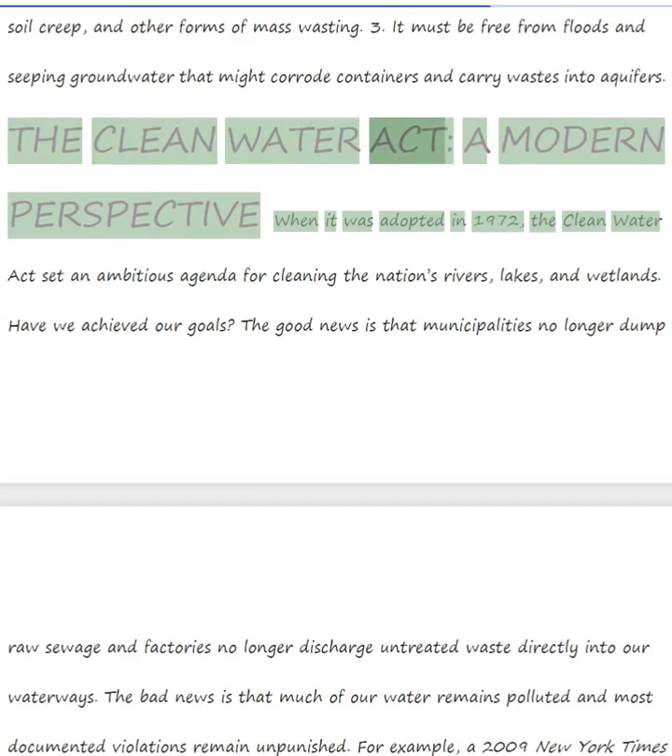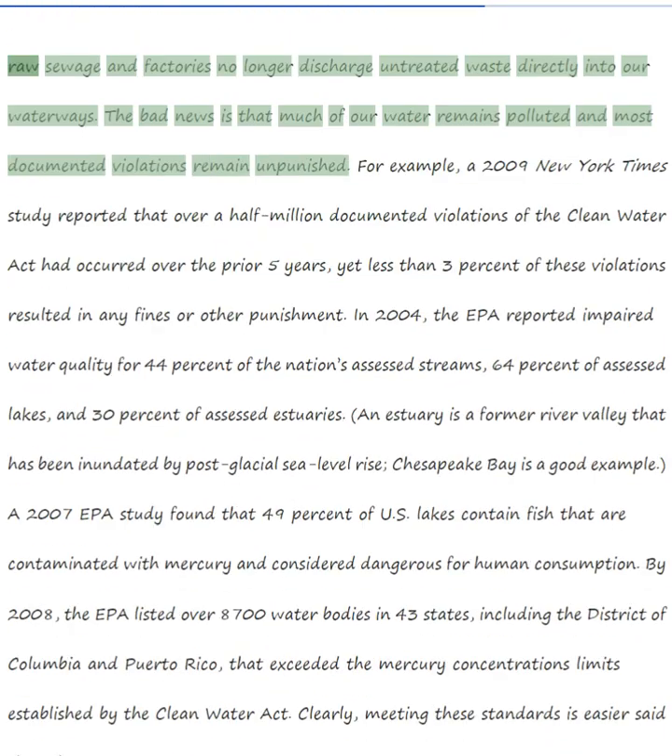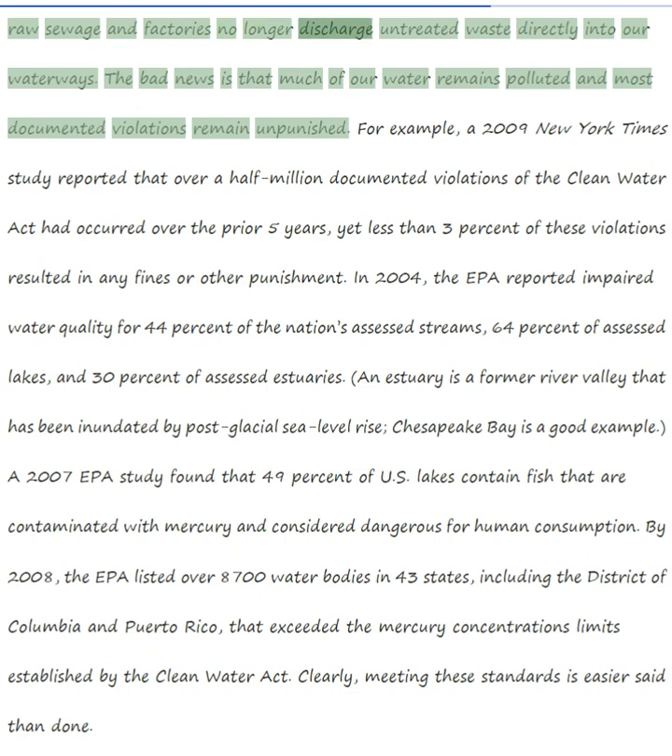The Clean Water Act, a modern perspective. When it was adopted in 1972, the Clean Water Act set an ambitious agenda for cleaning the nation's rivers, lakes, and wetlands. Have we achieved our goals? The good news is that municipalities no longer dump raw sewage and factories no longer discharge untreated waste directly into our waterways. The bad news is that much of our water remains polluted and most documented violations remain unpunished.